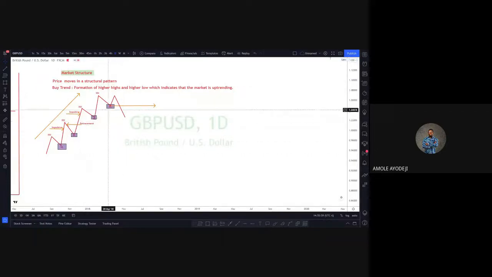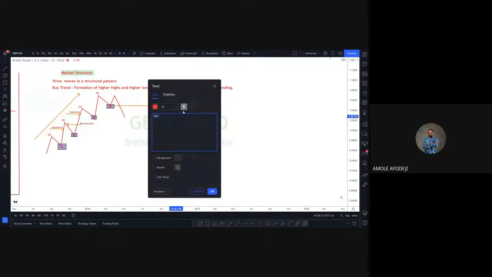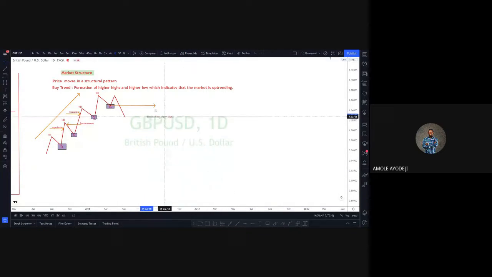Why? Because there is a break of the buy structure. This is the buy structure. Formation of higher low. And this guy couldn't form a new higher high. This was the last higher high point. It couldn't form a new higher high. And then, because of the pressure of the sellers, this guy sold down below this last higher low. Then there is a break of structure. Some people call it BOS.